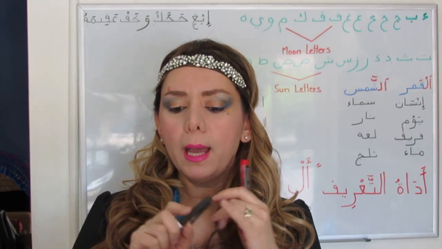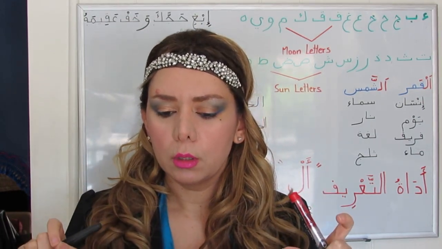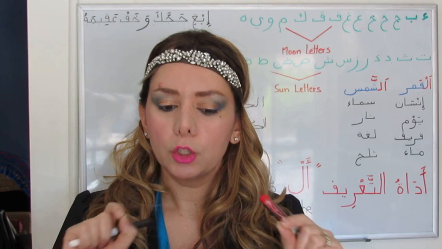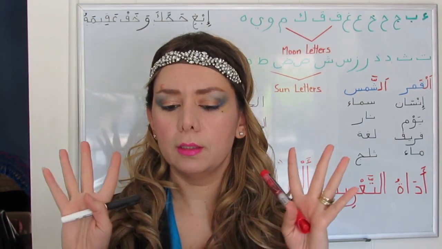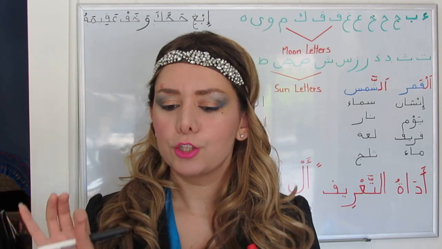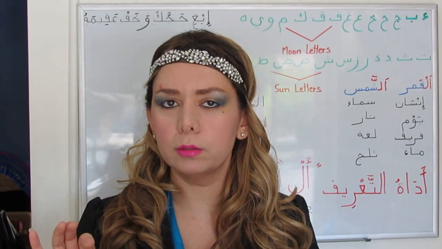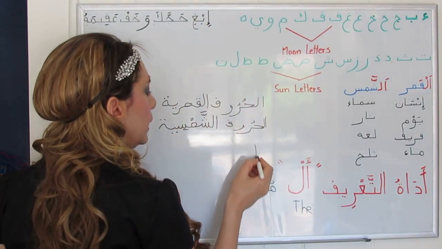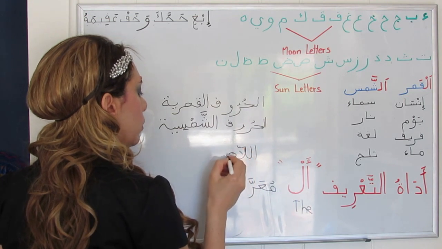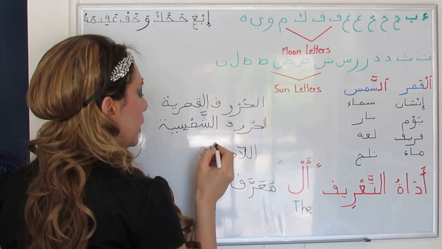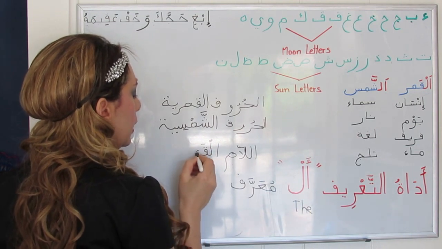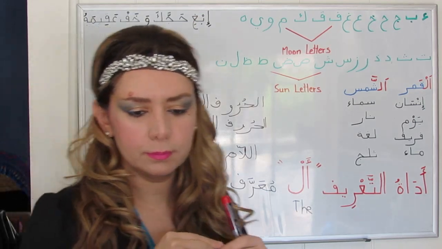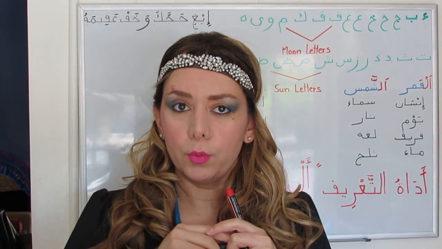So when the lam in the word is pronounced clearly, al, the letter after it is considered as a moon letter. So the lam in this case is called the lunar lam. Al-lam al-qamariya. Why do we have to name all these? See? Al-qamariya.